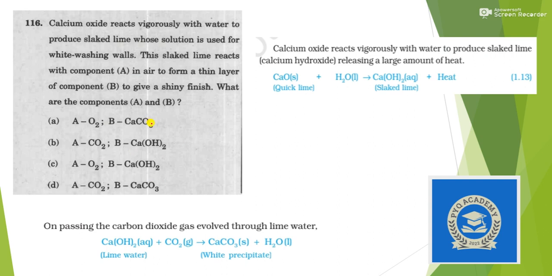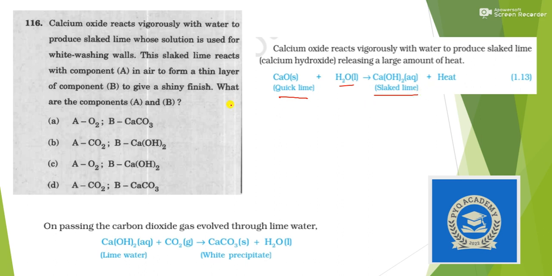Next question is, calcium oxide reacts vigorously with water to produce slaked lime, whose solution is used for whitewashing. The slaked lime reacts with a component A in air to form a thin layer of component B to give a shiny finish. What are the components A and B? Okay, so let's first write the reaction. First it is written calcium oxide reacts vigorously with water. So you can see this reaction. When we react calcium oxide with water, we will form slaked lime.